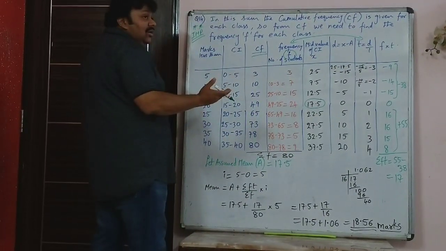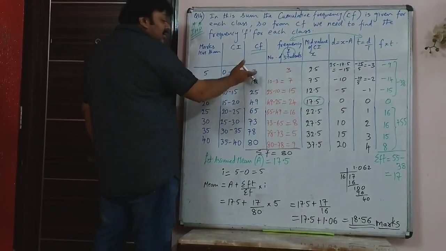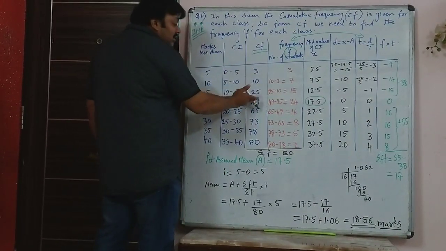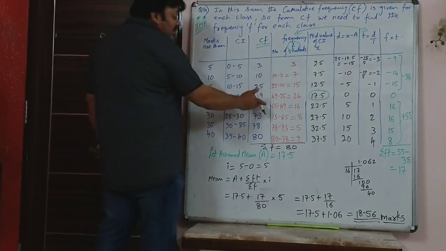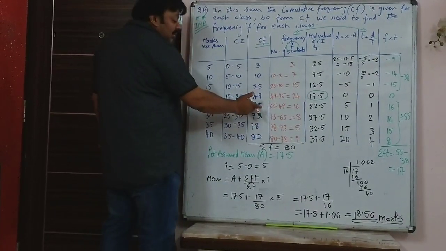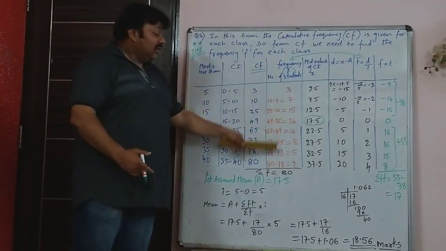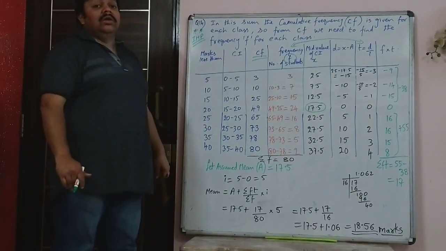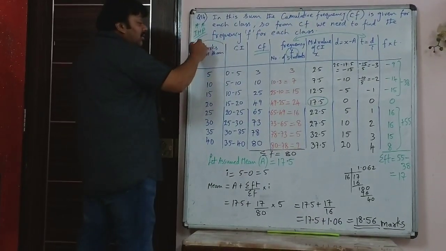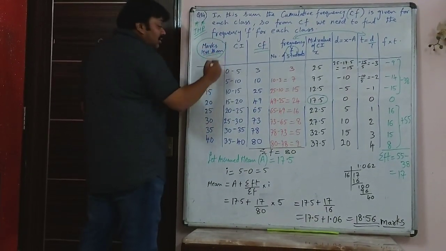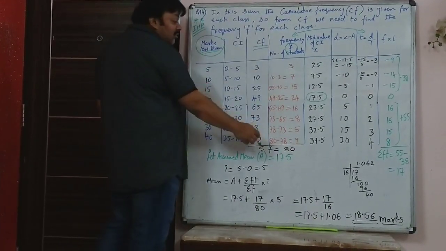So how to find frequency from cumulative frequency? The first one remains the same, 10 minus 3, 7, 25 minus 10, 15, 49 minus 25, 24, 65 minus 49, 16, 73 minus 65, 8, and so on. So it is easy to find the frequency from the cumulative frequency table. And what made you realize that this is cumulative frequency? Because you are given this as marks less than. You were not given the particular groups and the corresponding frequencies.